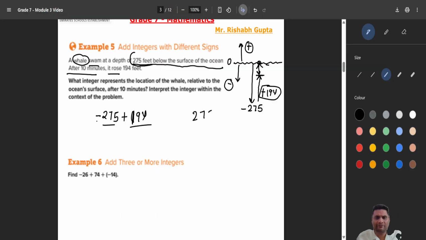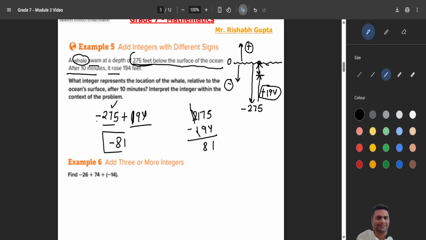So 275 minus 194. 5 minus 4, 1. I cannot do 7 minus 9, so 1 will come here. This will become 1. 17 minus 9 will give you 8. And the 1 and 1, khalas. So 81. Now the bigger number has minus, correct? So I will put minus.